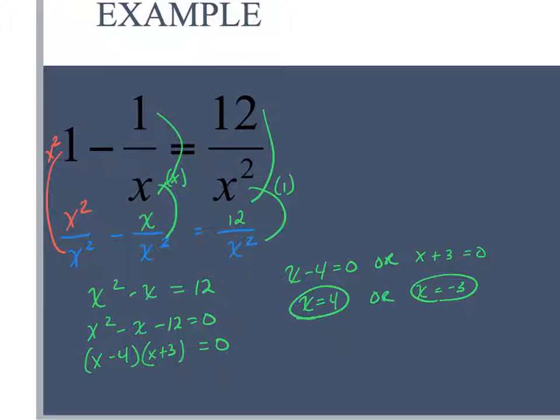Put them back in. 1 minus 1 over 4 equals 12 over 16. Well, this would be 4 over 4, so 3 over 4 equals 12 over 16. That is true. For my second one, I have negative 3 over negative 3 minus 1 over negative 3 equals 12 over 9. These become positive. These become positive. So it looks like I have 4 over 3 equals 12 over 9, and that is true as well.